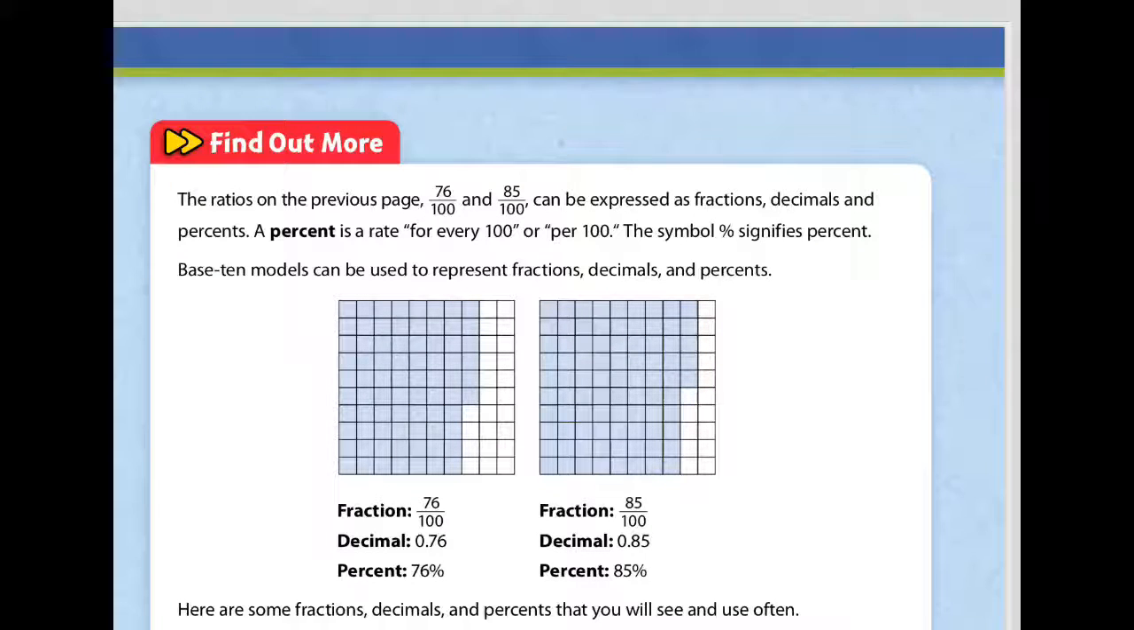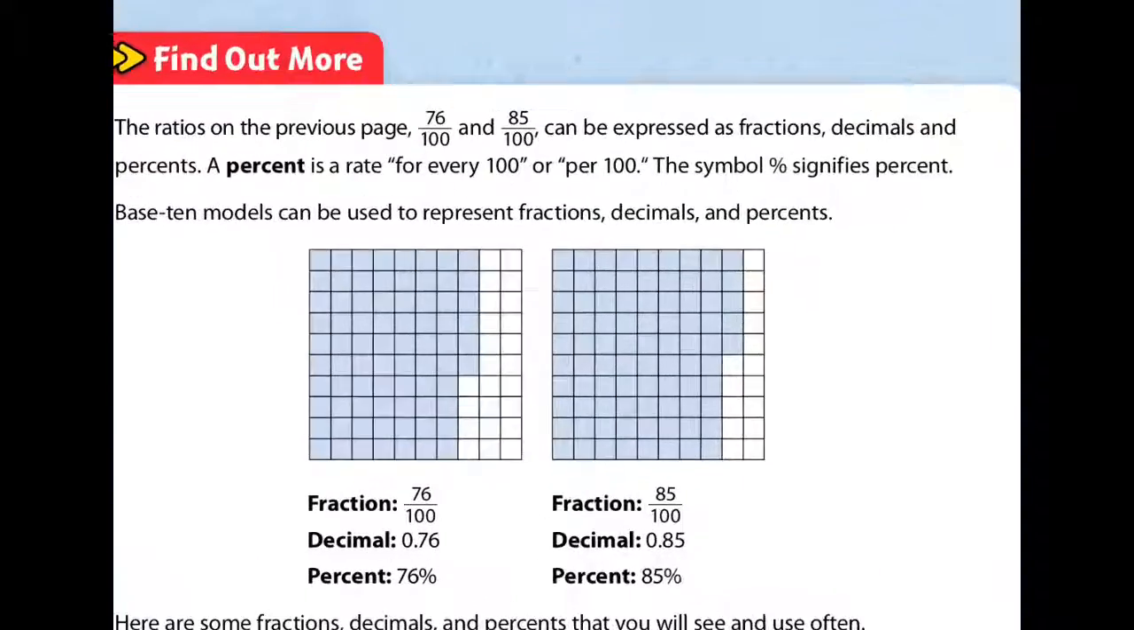So it says, the ratios on the previous page, 76 out of 100 and 85 out of 100, can be expressed as fractions, decimals, and percents. A percent is a rate for every 100 or per 100. The symbol, that percent symbol right there, signifies percent. Base 10 models can be used to represent fractions, decimals, and percents. So let's show you this.